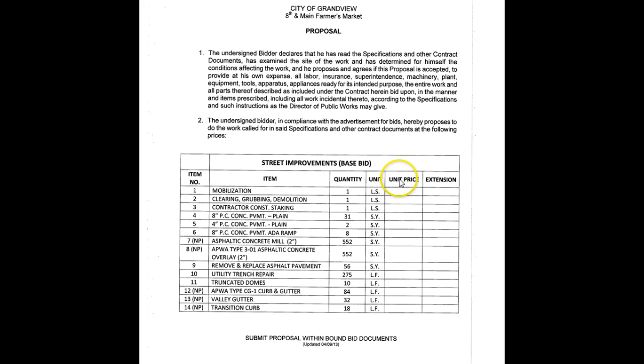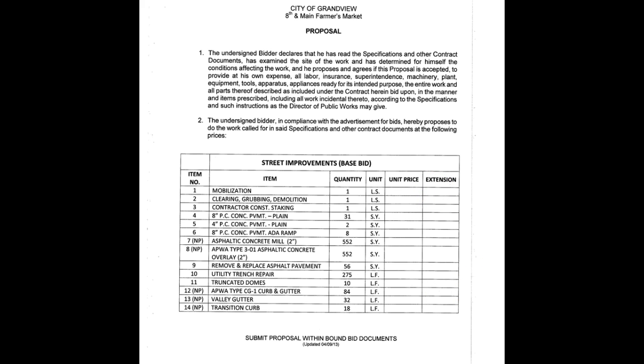The next two spots, unit price, is where you put your cost. In this case, it's mobilization, and it's a lump sum, and you're going to put one cost, a lump sum for mobilization. Down a couple pieces in item 4, you see 8-inch Portland cement concrete pavement plane. Square yards, your unit price is going to be in dollars per square yard. And then finally, in the final column, you'll see an extension. You're going to multiply the quantity by the unit price and get the cost for that particular item.